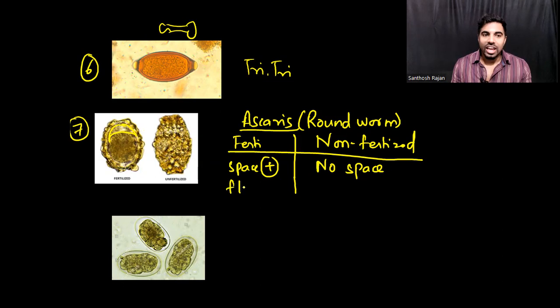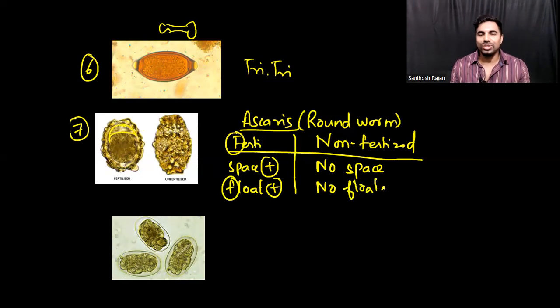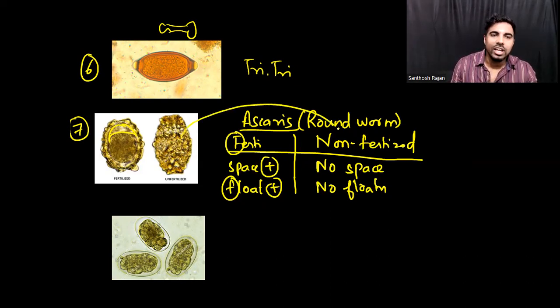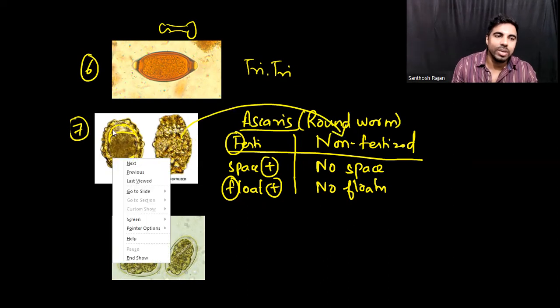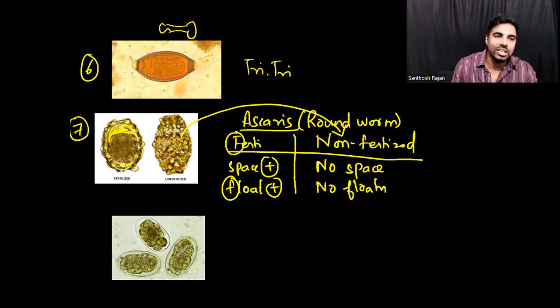Second, the fertilized egg can float. They can float, but here, no floating. That's the question. This is the difference if they ask you indirectly to confuse you. But if you see like this, here there is no space, so it's definitely the non-fertilized egg. Here there is a space, you can see a clear crescentic space, so that is your fertilized egg. Okay, that's it. This is one question that can be asked.